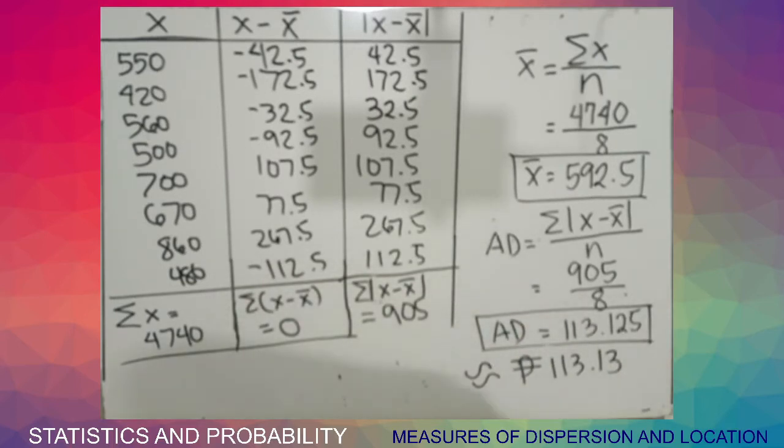Pero kung hindi siya peso yung given natin, then sagot ay 113.125 or hindi siya tungkol sa pera. Okay? So, naiintindihan yung process ng pagkukompute ng ating average deviation for ungrouped data when it comes to sample.